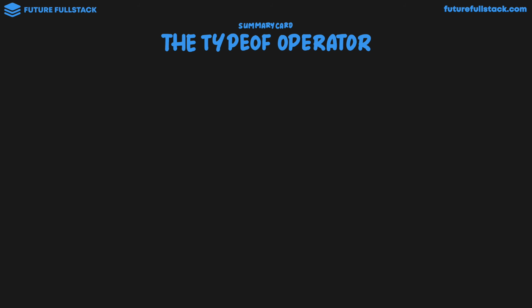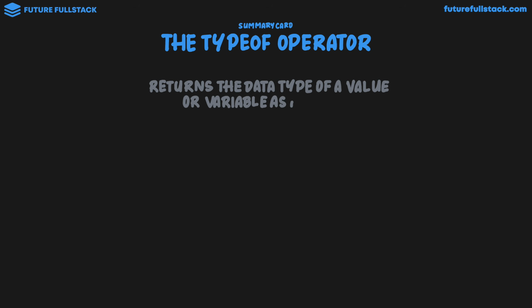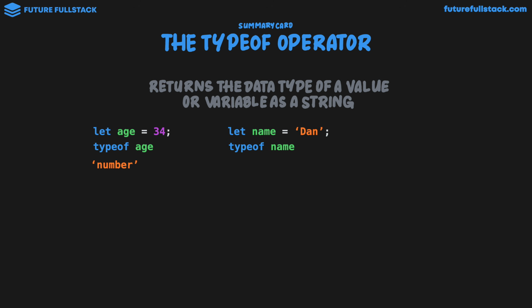So let's wrap up by building a summary card, the typeof operator. The typeof operator returns the data type of a value or variable as a string. For example, let's say we have the variable age equals 34. typeof age gives us the string number. If we have the variable name equals the string Dan, if we do typeof name, we get back the string string. If we have let admin equals true, and we do typeof admin, we'll get back the string boolean.